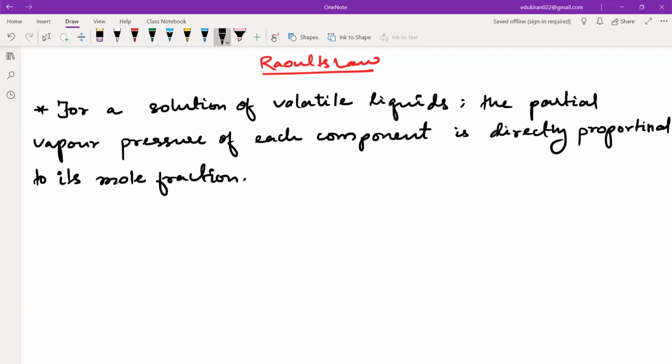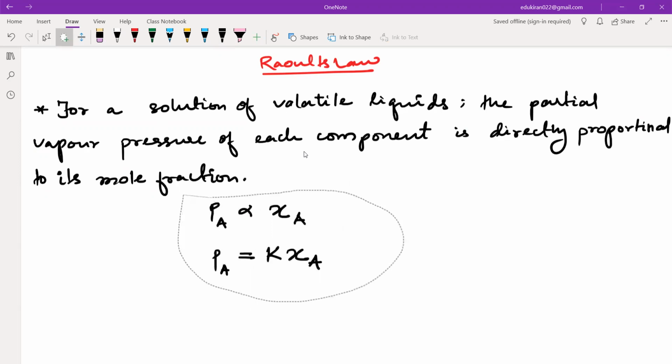Now see, from Raoult's law you can also explain the previous point, that if I have PA, partial pressure of A, it is directly proportional to chi A. Now please listen very carefully. We can write here PA is equal to some constant into chi A. Correct? Yes or no? Please tell me. Some constant, right? Now we have to see what is this constant here?